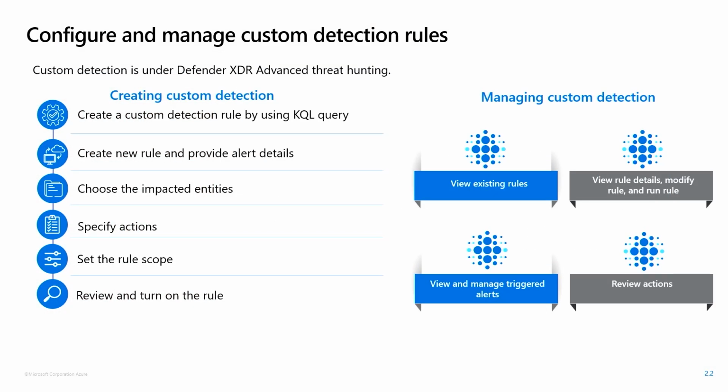To create custom detection rules, remember you must go to the Advanced Hunting section of the Microsoft Defender portal.